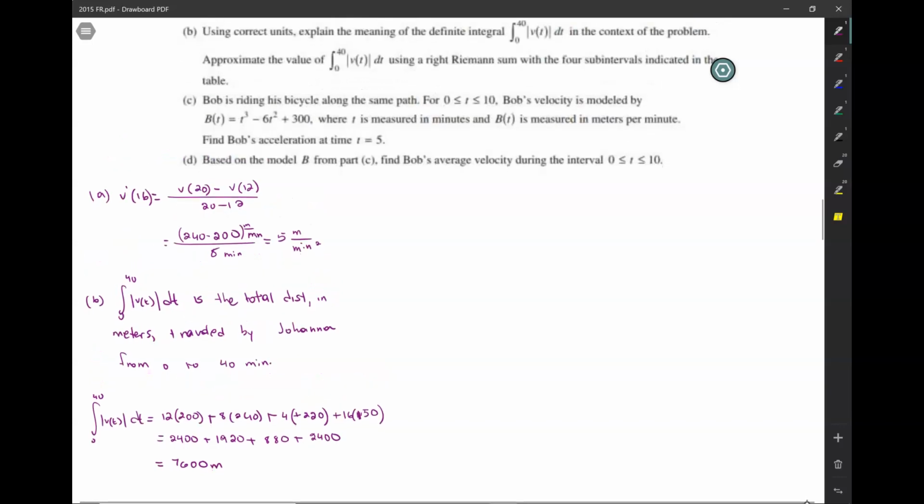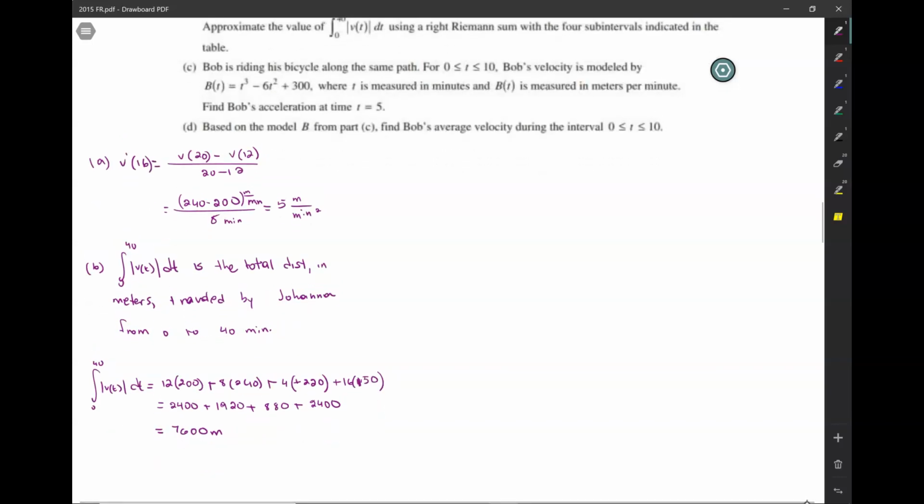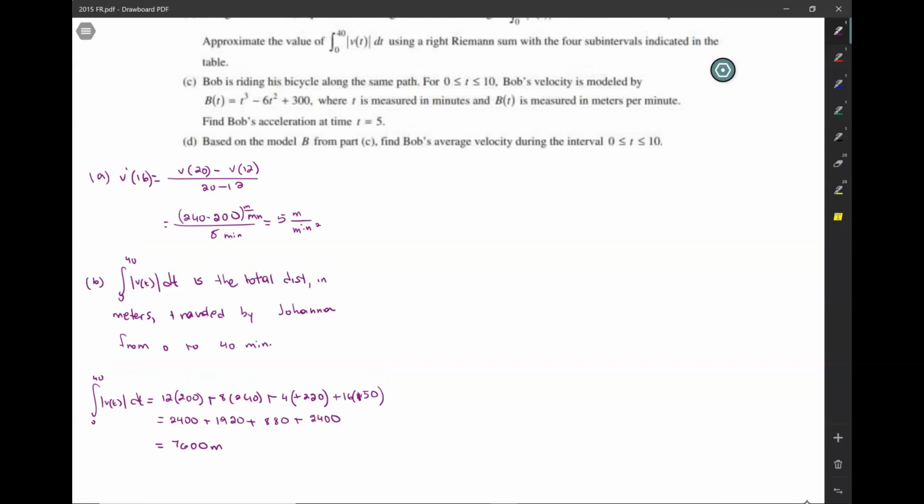Now, that was Johanna. Now, Bob makes a cameo. Bob is riding his bicycle along the same path. For t from 0 to 10, Bob's velocity is modeled by this function, where t is measured in minutes and b of t in meters per minute. Find Bob's acceleration at t equals 5.